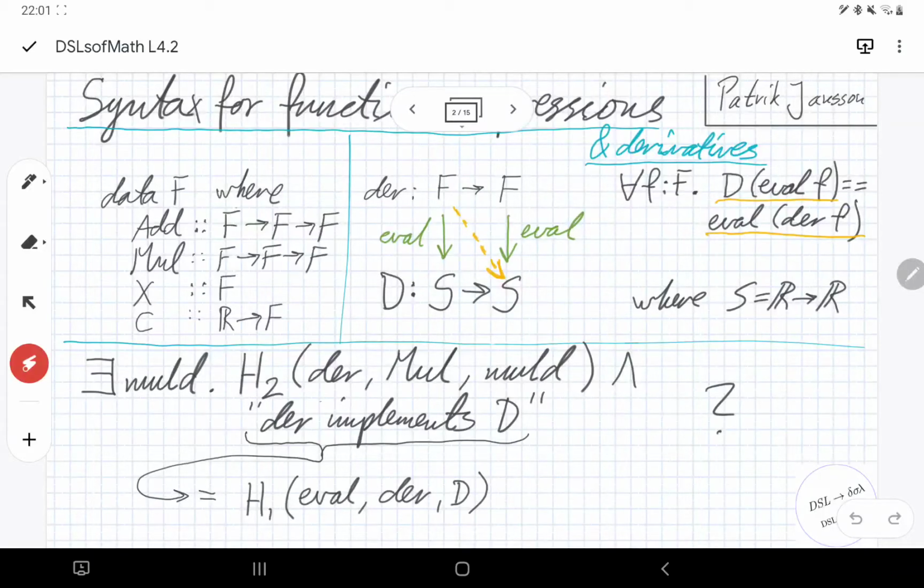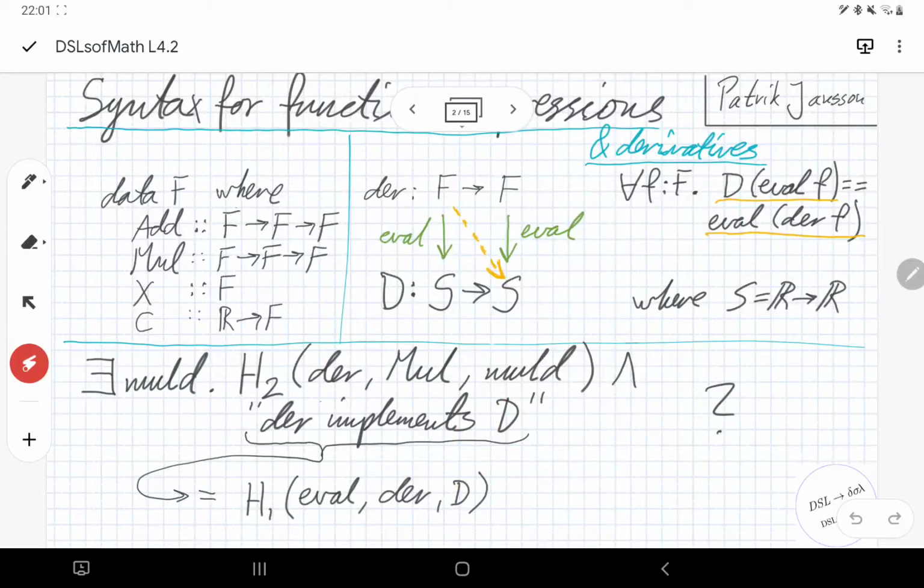Okay, so this expression, for all f, d after eval is the same as eval after der. That can also be written as a homomorphism. Here I've summarized it below as a one-argument homomorphism, that eval transports syntactic derivative to semantic derivative.